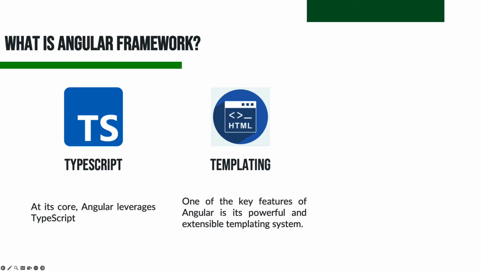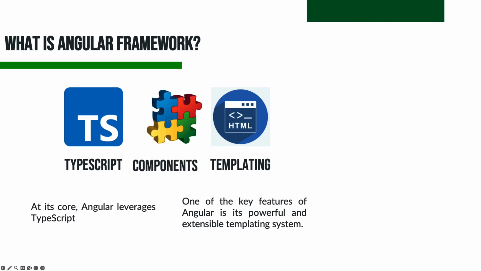One key feature of Angular is its powerful and extensible templating system. Angular templates use HTML enhanced with additional syntax and directives, allowing developers to declaratively define the structure and behavior of their application's user interface. Angular's two-way data binding mechanism automatically keeps the view and the model in sync, reducing the need for manual DOM manipulation.